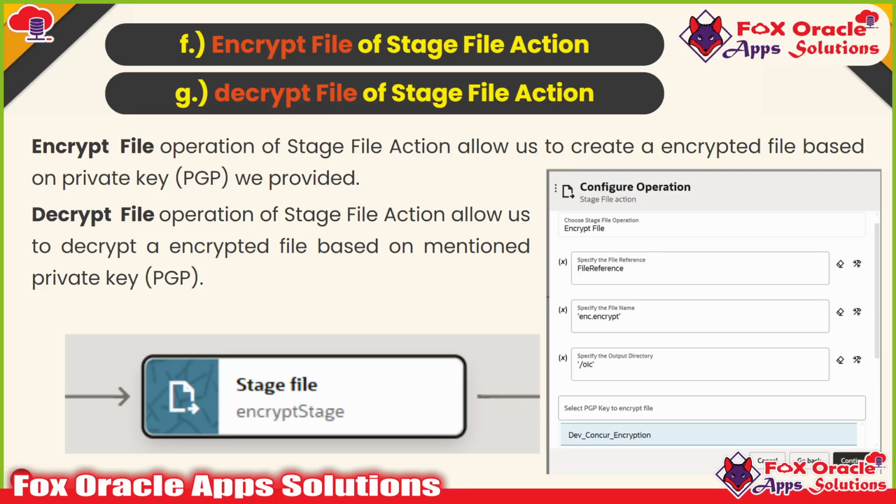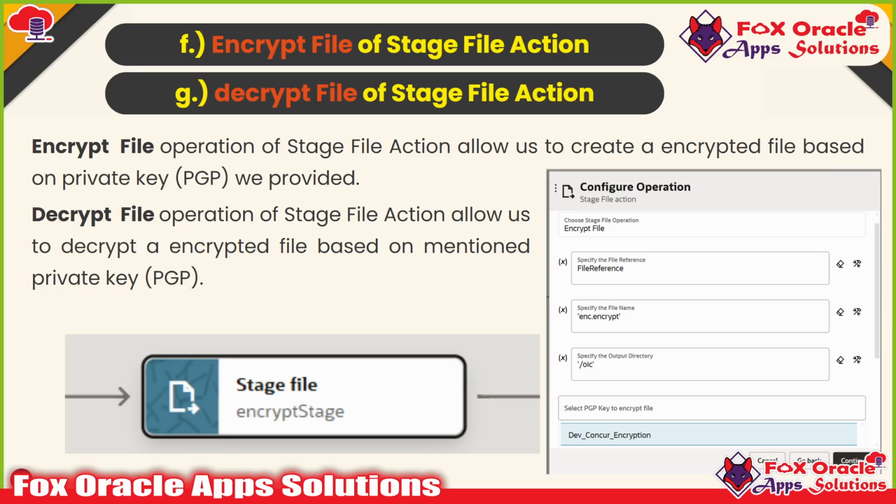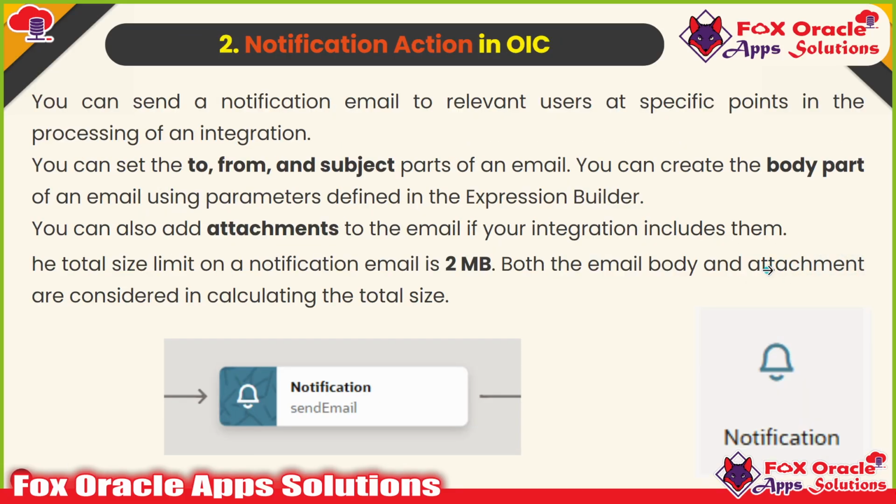In the same way, if we want to decrypt the file, we have to select the decrypt operation and provide the key to decrypt the file, so that the file will be available in OIC in decrypted form, and then we can use that specific file. So all these are available in OIC. We can use stage file to perform operations in OIC using files.